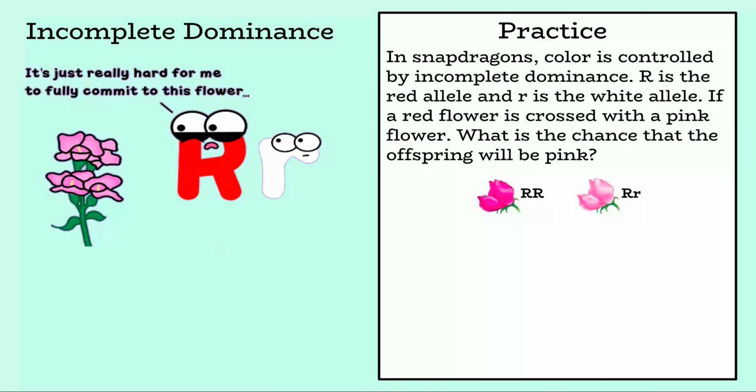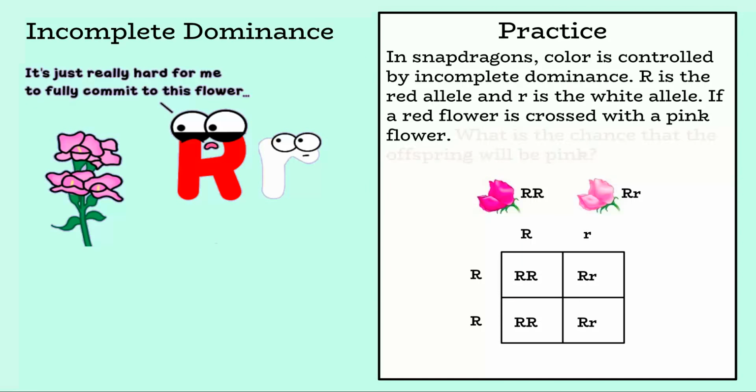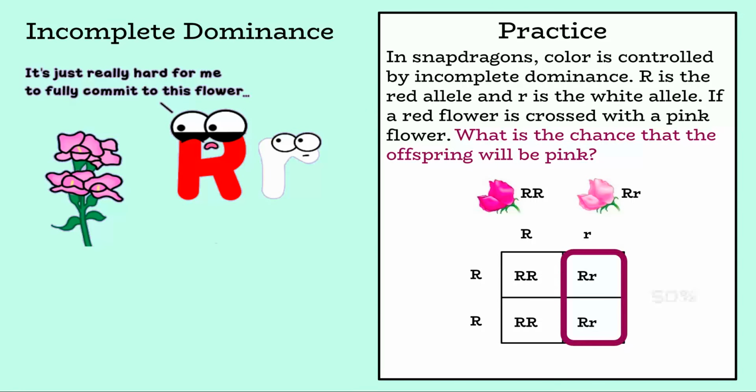So how do I figure this out? Well, we need to set up our dear friend, the Punnett square. Make sure you are putting the alleles for the parents on the outside, and then you fill in the possible genotypes of the offspring in the middle. And then you just go back to your question. What is the chance that the offspring will be pink? Well, pink flowers are heterozygous, and I see 2 of them right there. So 2 out of 4 are heterozygous. They'll be pink, and so my answer is 50%.